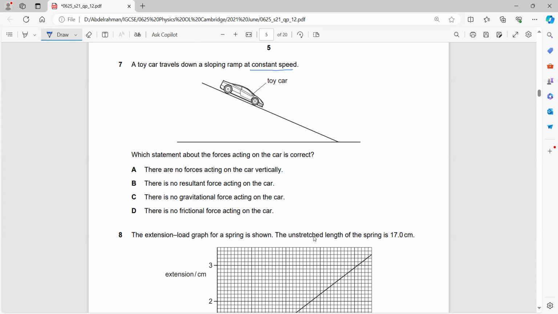There are no forces acting on the car vertically. There are no gravitational forces. There are no friction forces. They're all wrong. So it is B.